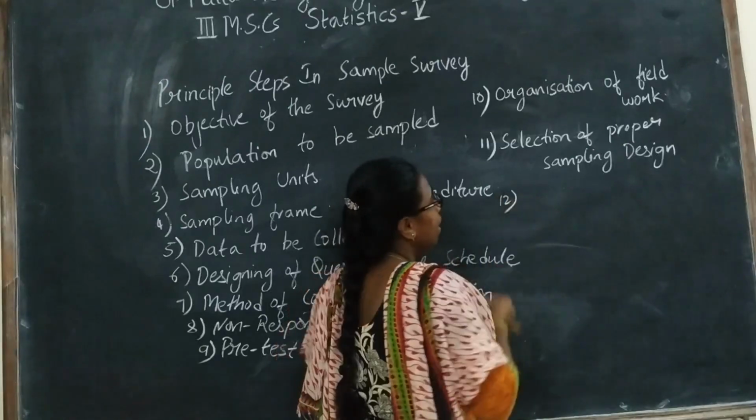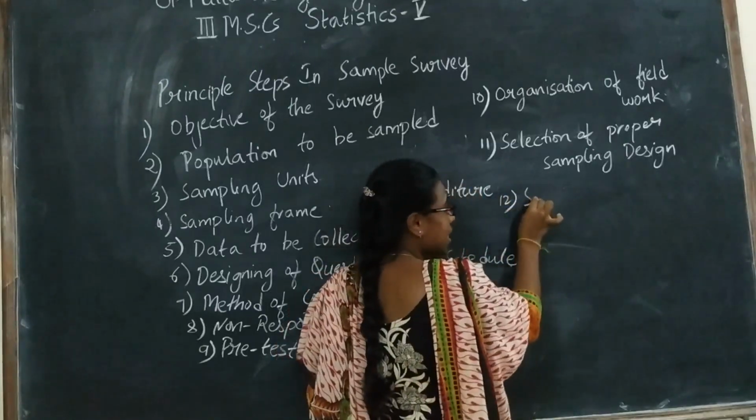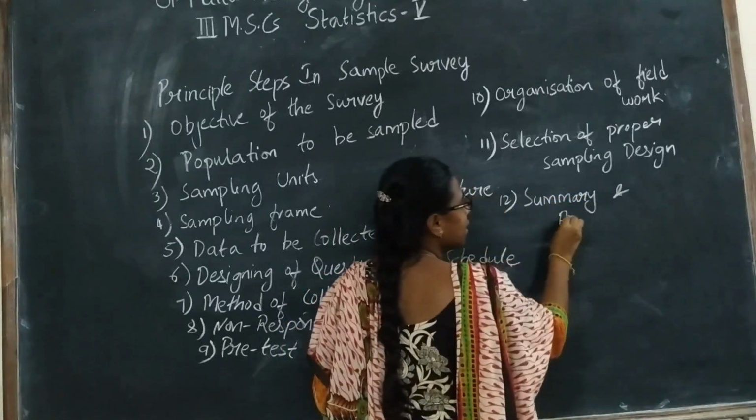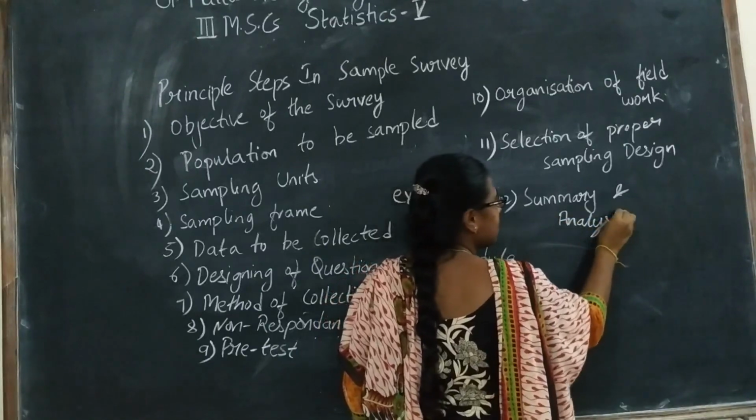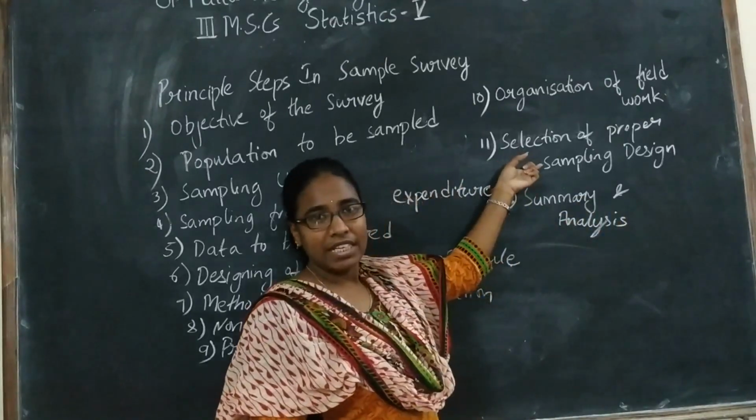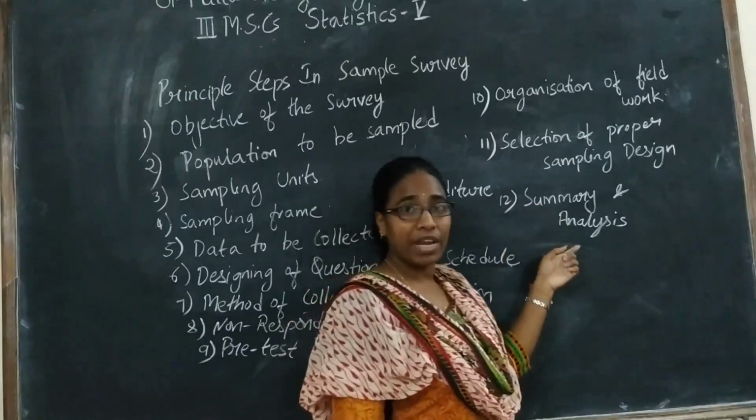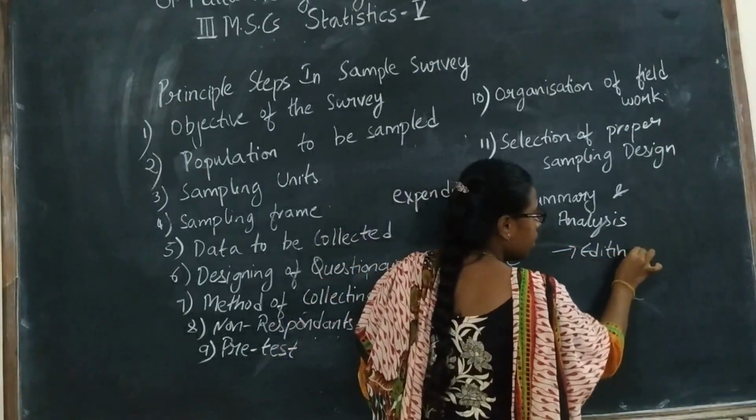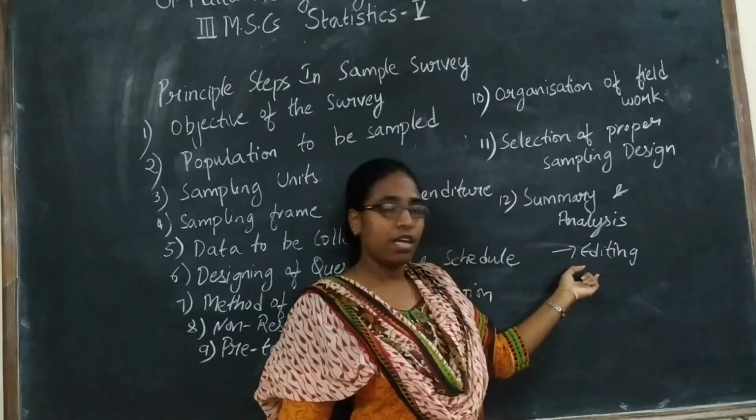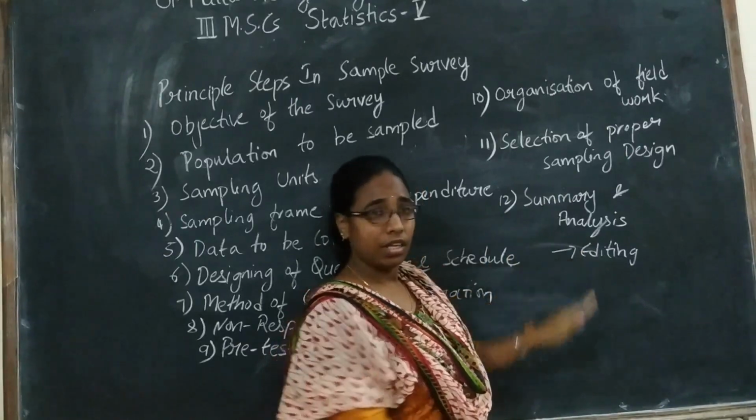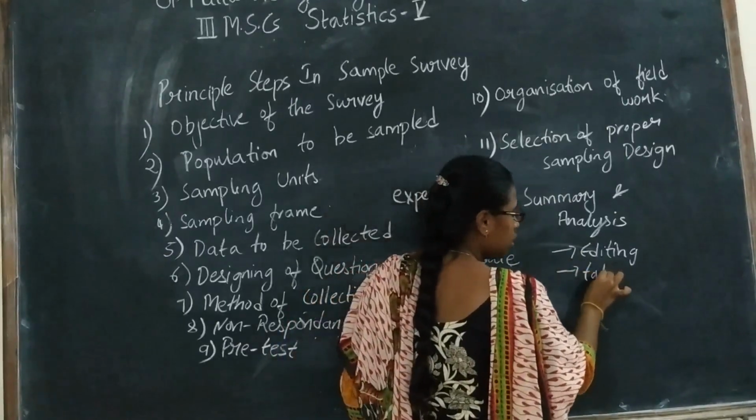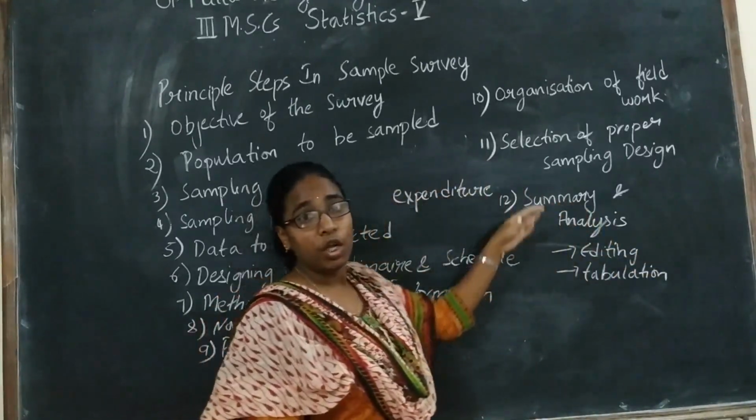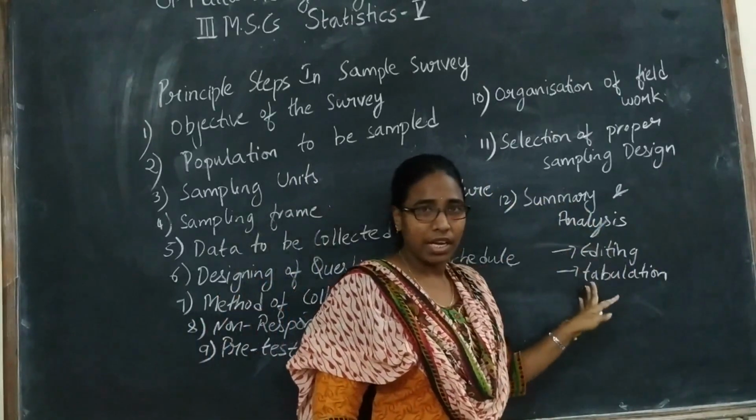So after selecting the sampling design, the next one is summary and analysis. After selecting the design, you will draw the sample and do the summary and analysis. In this summary, you will do editing. If there are any edits needed in the data, that will be done in the summary. Tabulation can also be done here. Whatever information you have collected, you will represent in tabular form, that is called tabulation.